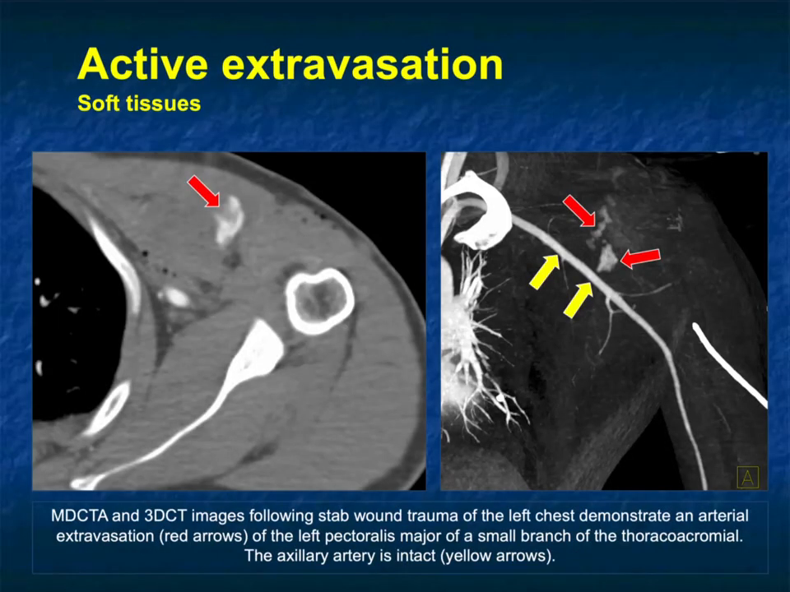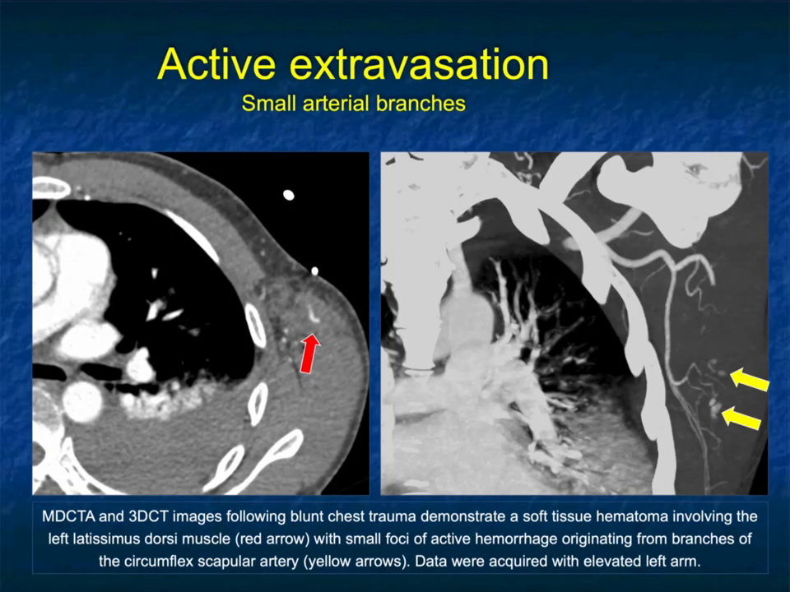Here's a nice example of active extravasation seen on both the axial image and on the 3D MIP. You can see very nicely the pectoralis major and a small branch of the thoracoacromial. The axillary artery is intact. So you can see precisely where the bleed is, but the MIP imaging makes it easier to define the exact vessel. In cases where embolization is necessary, CTA is very helpful in that regard.